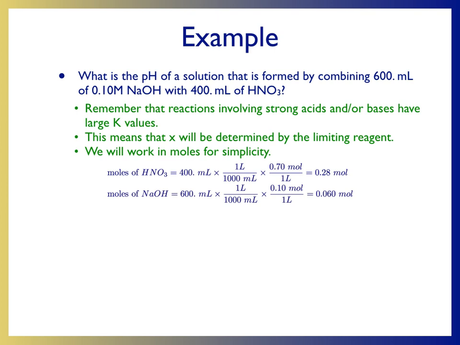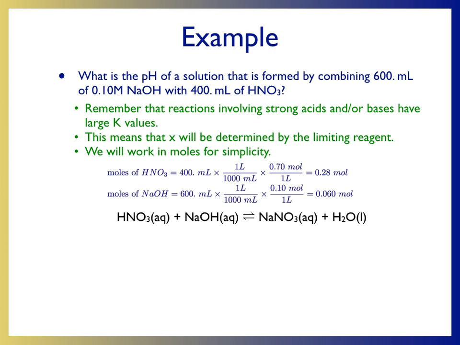Now we need to set up our ICE table, but first we need a balanced equation. The reaction between nitric acid and NaOH will produce NaNO3 and H2O. Note that to figure out the products of this reaction, we can do a double displacement, swapping the cations and anions of the reactants.